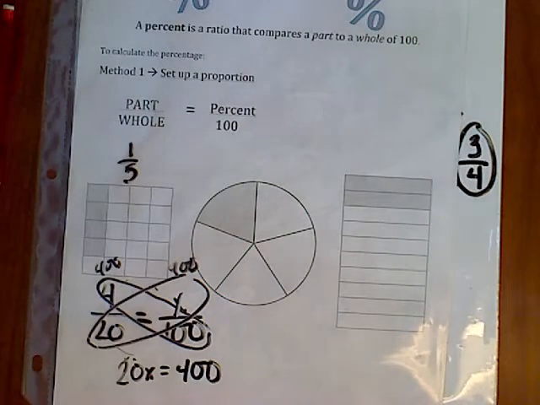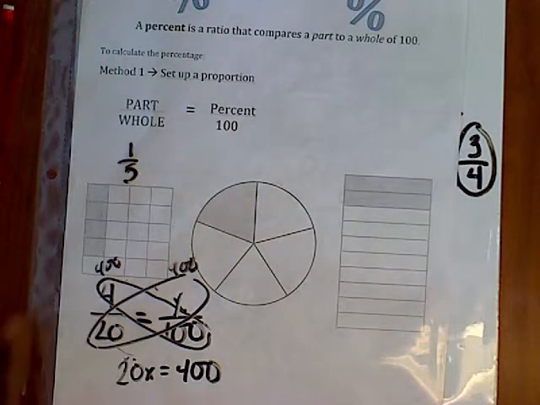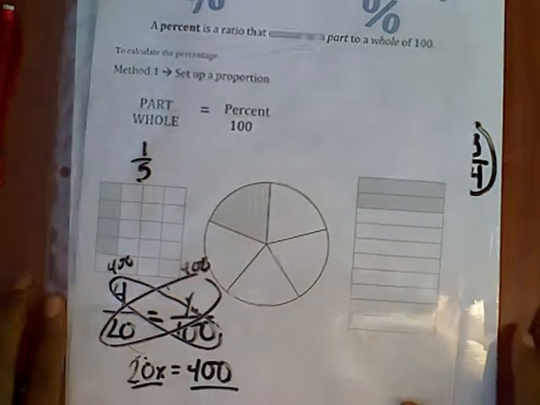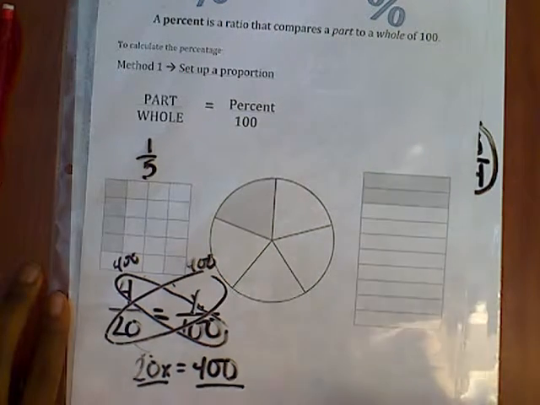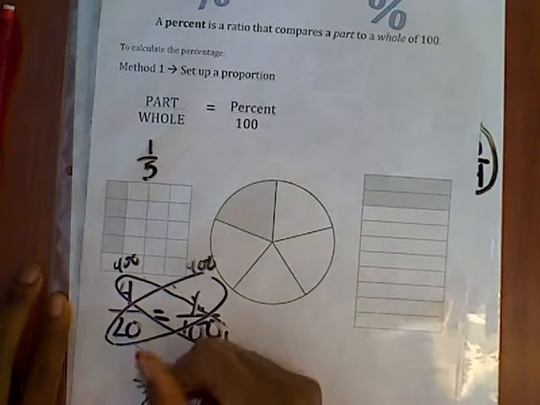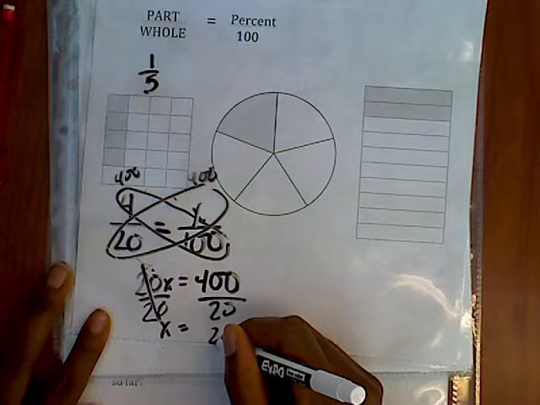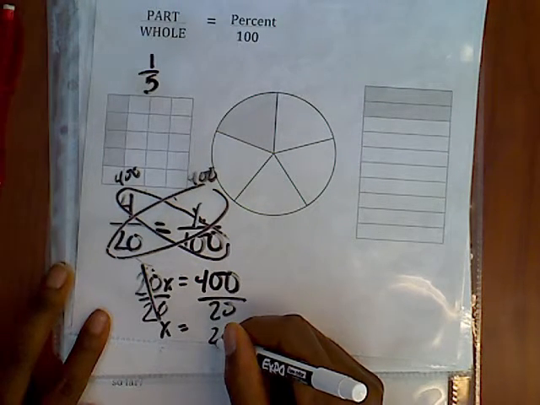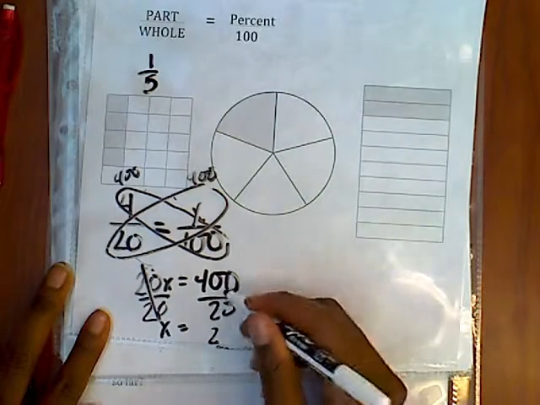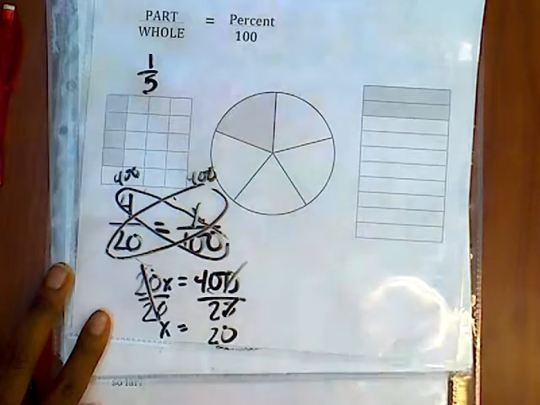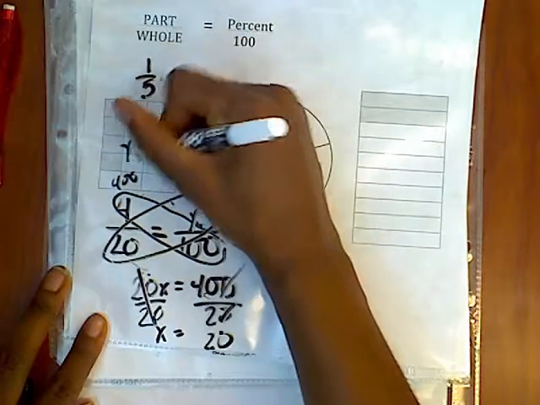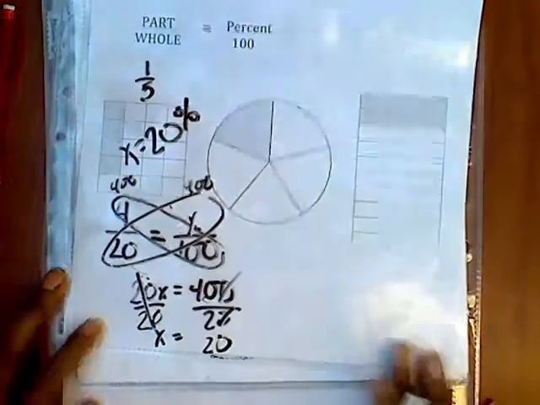So to get x by itself, what do we have to do, Precious? You have to see how many times the number 20 goes into 100. Okay, or you divide both sides by 20. Very good. And we get what? x equals what? 400 divided by 20, or 40 divided by 2. 20. There you go. x equals 20 what? Percent. Thank you.